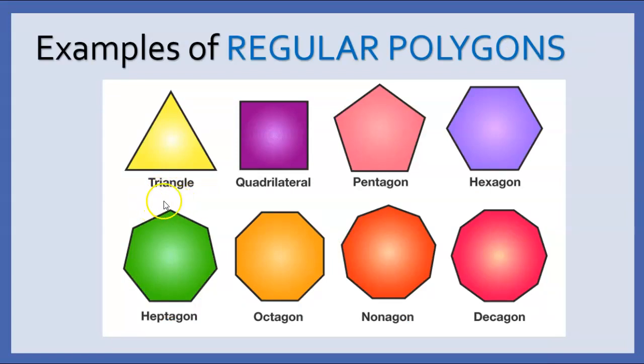The triangle we often call an equilateral triangle. The quadrilateral has a special name. We call it a square. And then all of these we call regular pentagon, regular hexagon, and so on. Heptagons are a little bit unusual. We don't see those very often. 7 sides. But this is a regular heptagon, all at the same length, all the same angles.